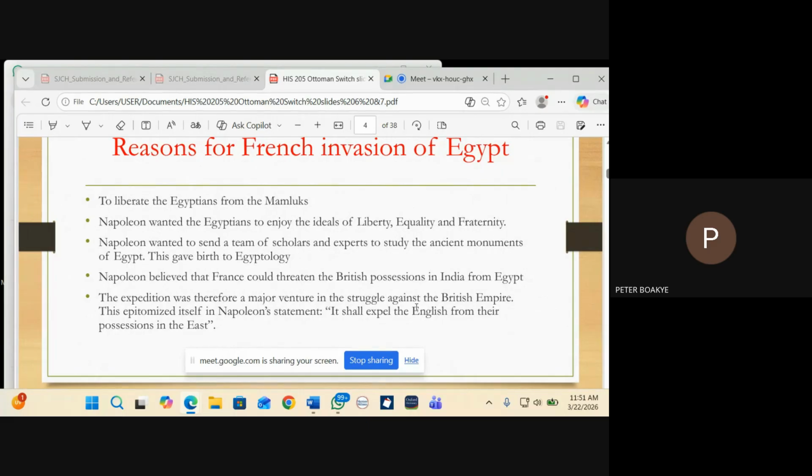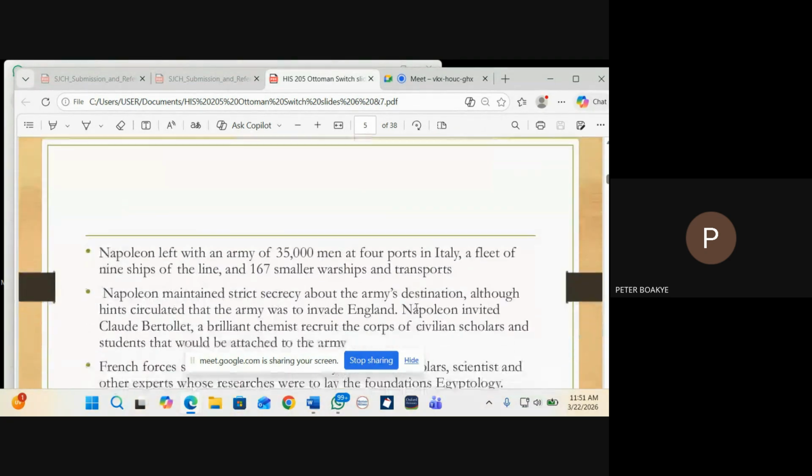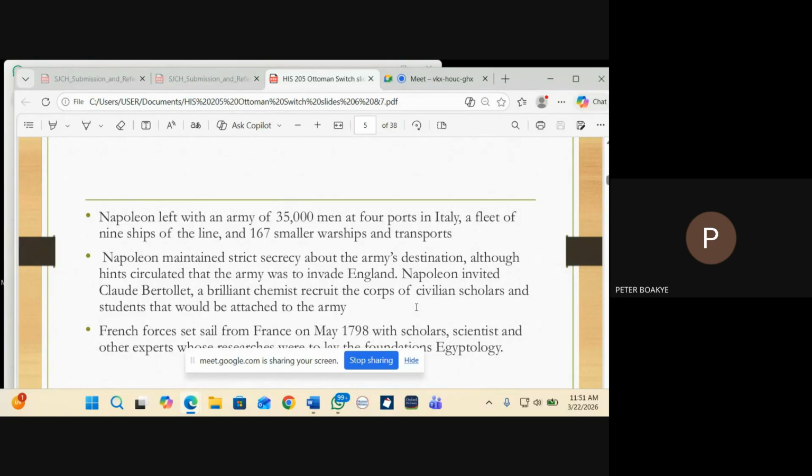Now, the expedition was therefore a major venture in the struggle against the British Empire. And this epitomized itself in Napoleon's statement, "It shall expel the English from their possessions in the East." So that was one of the motivating factors. Now, Napoleon left with an army of 35,000 men from four ports in Italy, a fleet of nine ships of the line, and 167 smaller warships and transports.